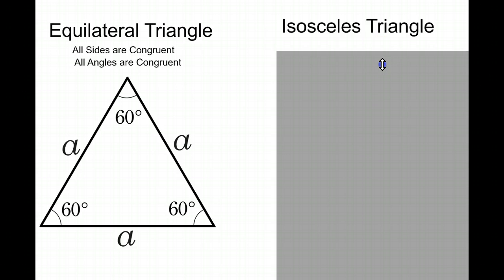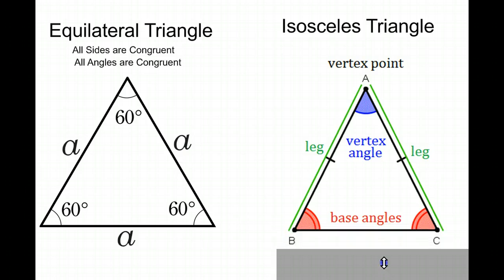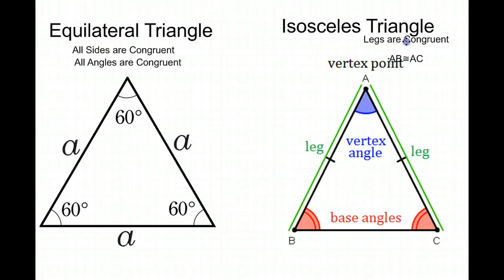Then let's take a look at an isosceles triangle. And here we have some new vocabulary. We know that an isosceles triangle has exactly two sides that are congruent, and we call these sides the legs of the triangle. These are the sides of the isosceles triangle that are congruent. We do have a third side, but we don't call it a leg because it's not congruent with any other side. So in an isosceles triangle, the legs are the sides that are congruent.